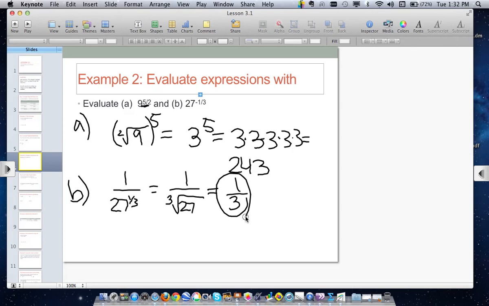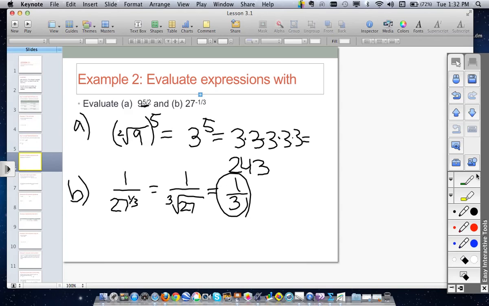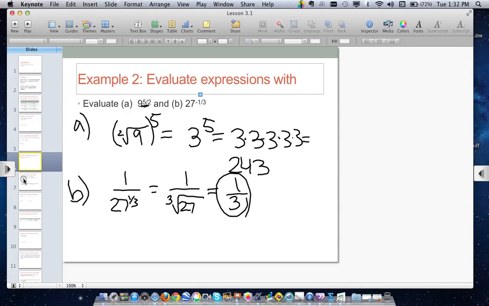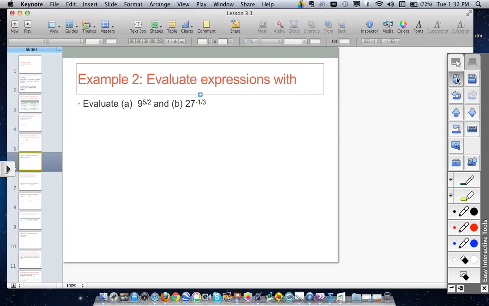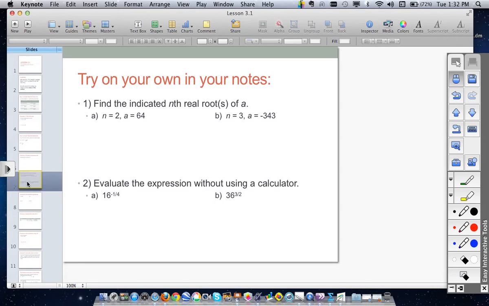All right, you may want to re-look at these examples just to see. But try it on your own. Try these examples on your own. You have 4 problems to try. Read the instructions, pause if you need to.